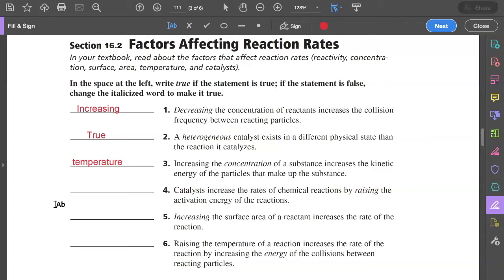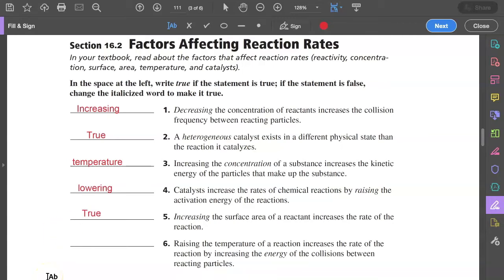Catalysts increase the rates of chemical reactions by raising the activation energy of the reactions. No, of course, the answer is actually lowering the activation energy. Catalysts lower the activation energy and thus make it easier for that chemical reaction to take place. Number 5, increasing the surface area of the reactant increases the rate of the reaction. Sure, of course that's true.